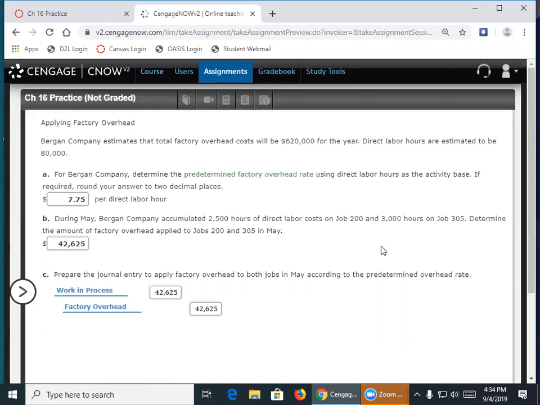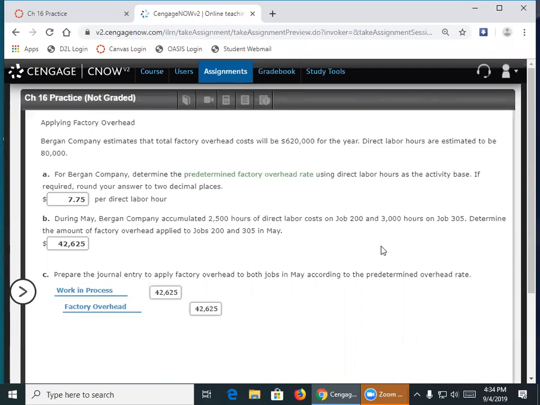So when we incur actual overhead costs in the business, when we know how much our indirect labor is, or factory depreciation, or rent on the factory, supervisor salary, all of those fun things, those all get debited to factory overhead, okay? And then the applied overhead gets credited. That T account is just showing you actual overhead costs get debited to overhead, applied overhead gets credited. So this was applied overhead that got credited to factory overhead.